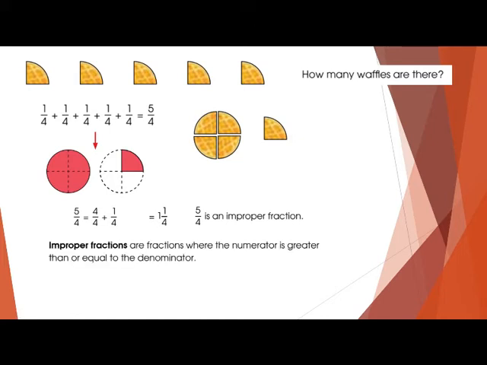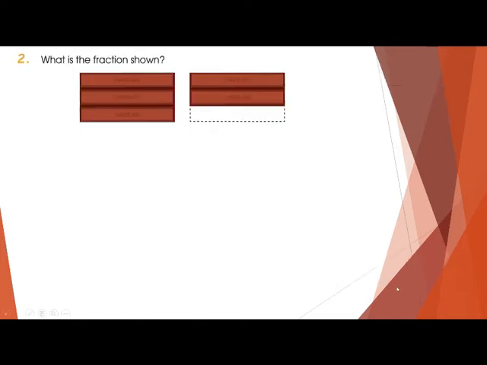Improper fractions are fractions where the numerator is greater than or equal to the denominator. This is the numerator, okay, and this is the denominator. It will be greater or equal, not lesser, okay. So there are 5 upon 4, or 5 quarters of a wafer.